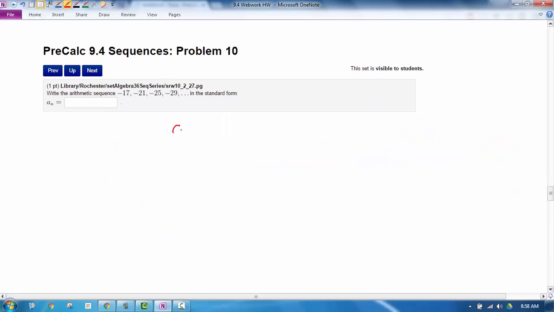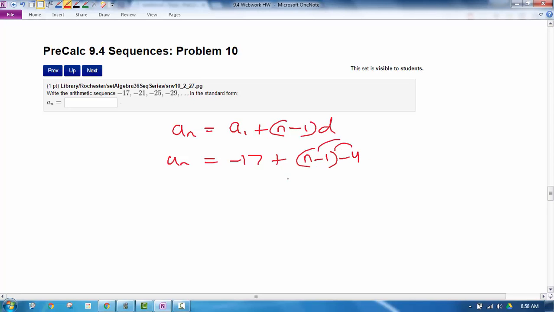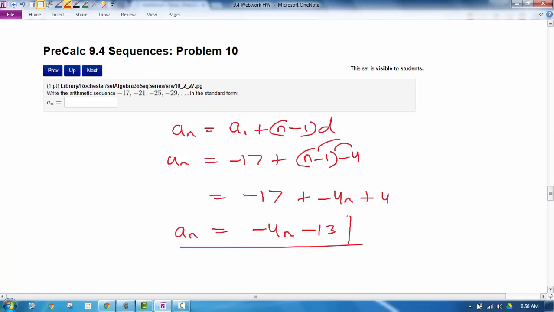Next problem wants us to write this arithmetic sequence in standard form. So once again, it's the first term plus n minus 1 times the common difference off the formula sheet. So first term is negative 17, and then it's n minus 1 times the common difference, which we're subtracting 4 each time. So that should probably work. You also can simplify this if you distribute the negative 4. So it'll be negative 4n plus 4, and then we can write it like this, negative 4n and negative 13. So here's, I guess, a better way to simplify it and write it.